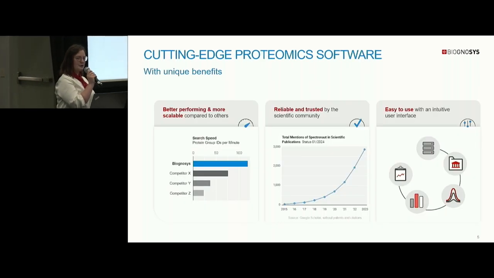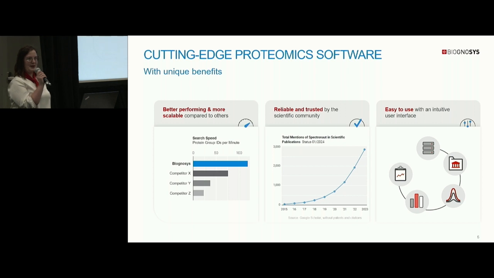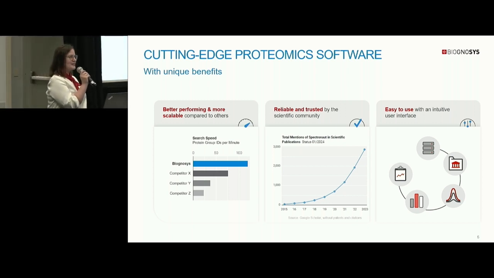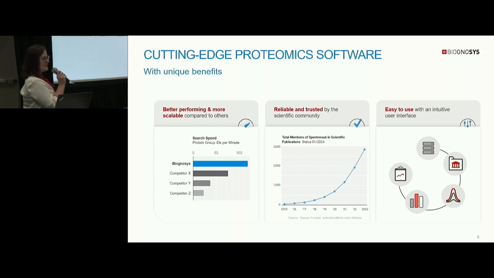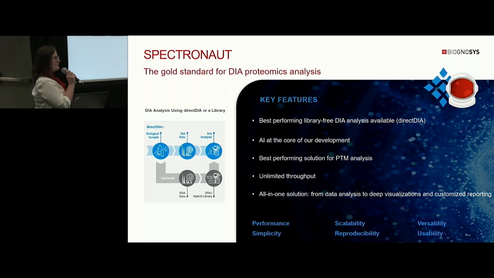When working on new software, we are focusing mainly on three pillars. First, we would like to be the best when it comes to efficiency, scalability, and performance compared to other alternative software on the market. Second, we would like to have the trust of the scientific community, and it's our pleasure to see that every year there's a growing number of publications mentioning our software. And finally, we would like to give you the best user experience when analyzing data. With this in mind, we were also working on this new release of Spectronaut.